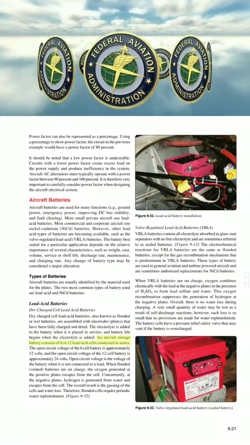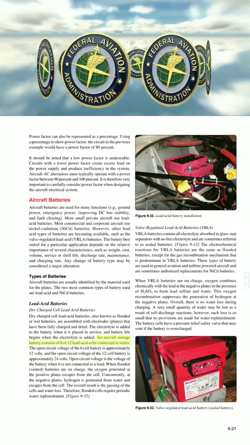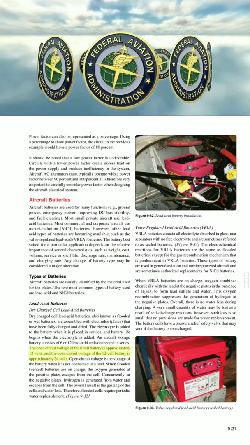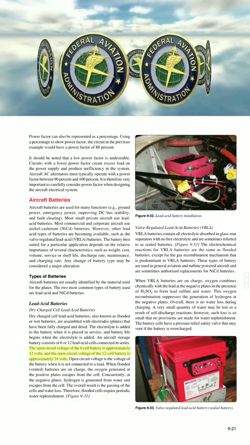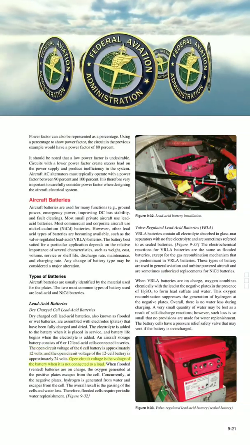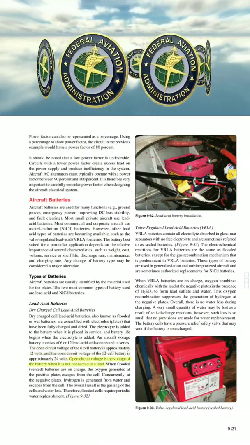An aircraft storage battery consists of 6 or 12 lead-acid cells connected in series. The open circuit voltage of the 6-cell battery is approximately 12 volts, and the open circuit voltage of the 12-cell battery is approximately 24 volts. Open circuit voltage is the voltage of the battery when it is not connected to a load.